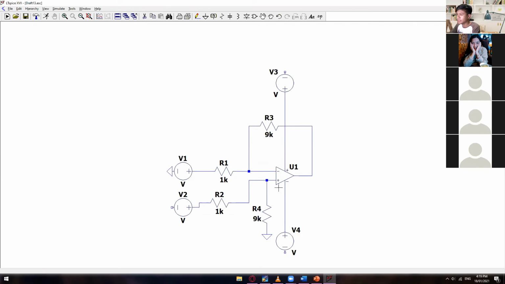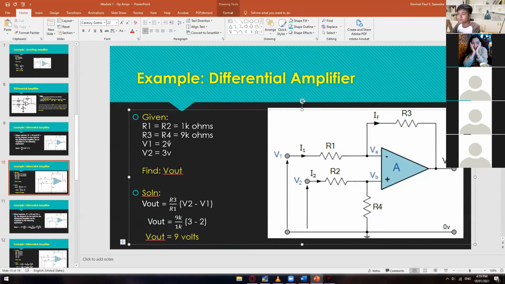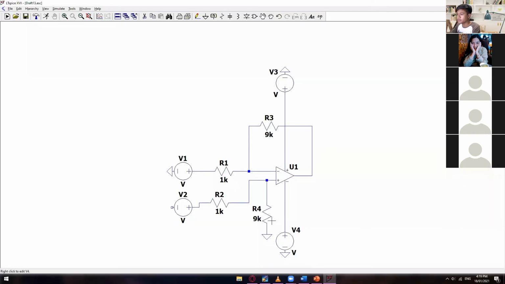And then we have here the rail voltages. So we have the positive supply and then the negative supply, and then connect this one to ground also. And then this one is 2 volts, and the other one is 3 volts. So V1 is 2 volts, and the other one is 3 volts. Okay. What else? Right, so I guess we are already done. So that's it for the schematic.